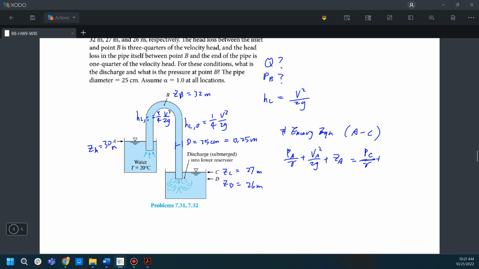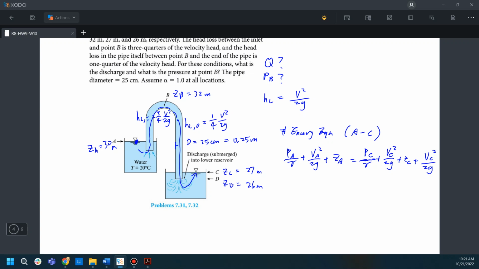PC, VC squared plus ZC, and we need to add the head loss as well. The head loss is equal to this kinetic term, so also VC squared over 2g, because the water will flow from here to here, so it will have the head loss because it passes through this pipe.